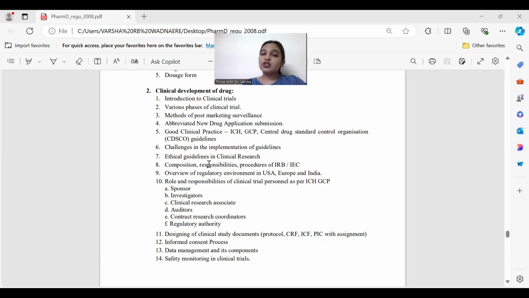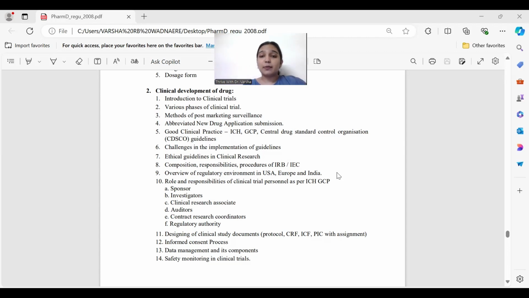Eighth is composition, responsibilities and procedure of IRB, IEC. Now they can ask you a little bit of that, like explain or enlist the composition and responsibility of IRB or IEC. That will be asked for 2 marks, but if they ask you in detail, then that will be for 5 marks.